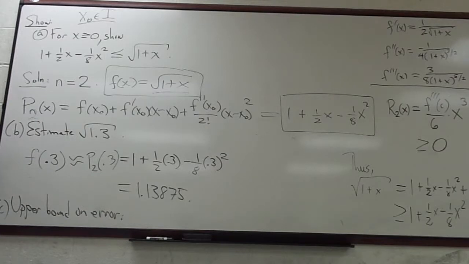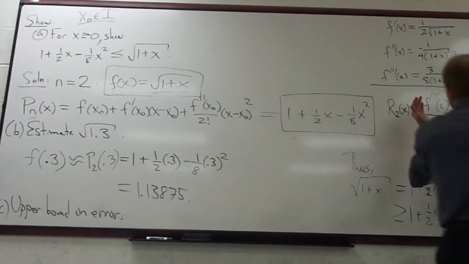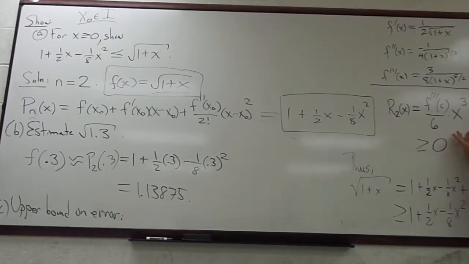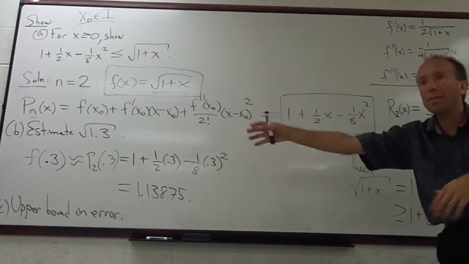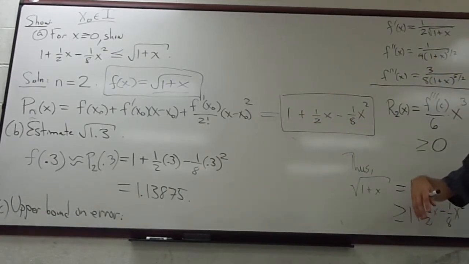So how am I going to find an upper bound on this error? I've got to use the remainder, right? This quantity right here is actually the exact error, because this remainder is literally f of x minus p2 of x. The only thing is we don't know what c is, so we can't find the exact error. We can only get an estimate for it. So what we want to do is get a worst case scenario on what this could equal.